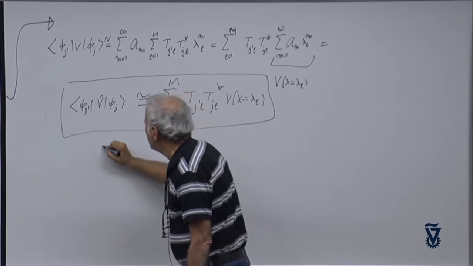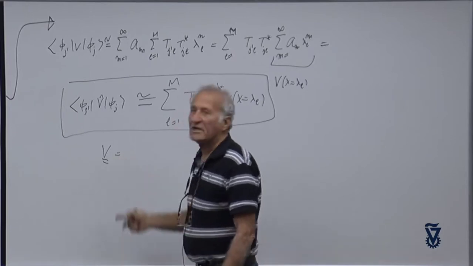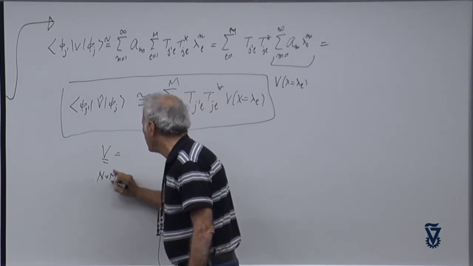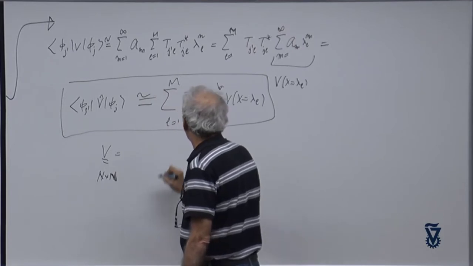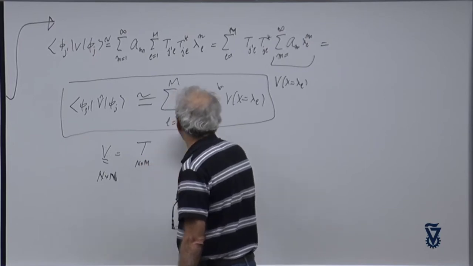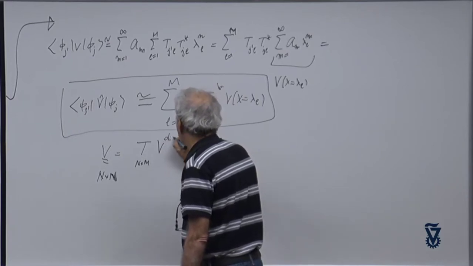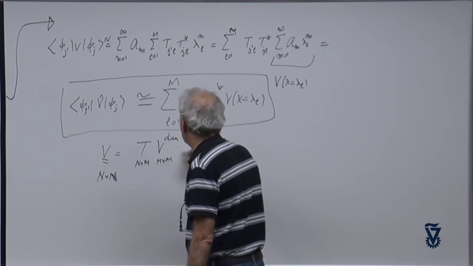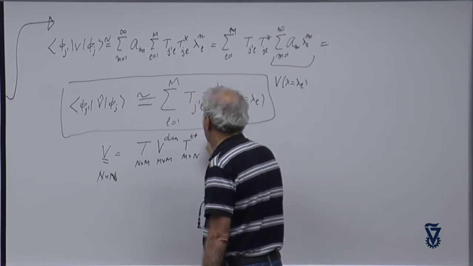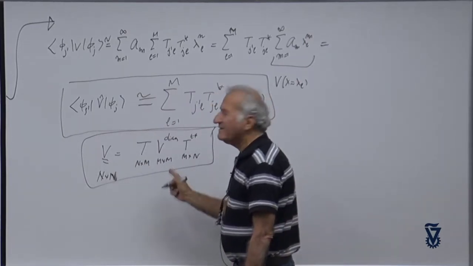We can write it in a different way: the matrix V that we are interested in, the potential matrix element, or the potential represented in basis functions, when this is N by N, is a product of T, which is a matrix N by M, you see by these indexes, times V diagonal, which is a matrix M by M, times T transpose complex conjugate, whose dimension is M by N. So this is the trick.